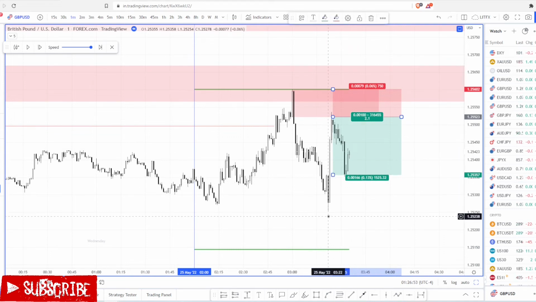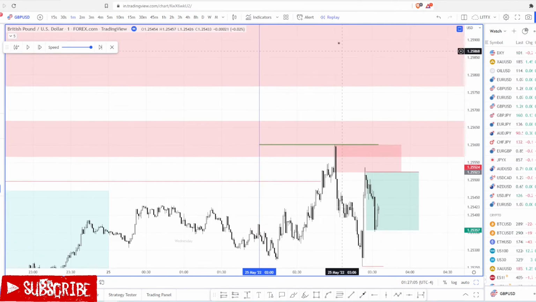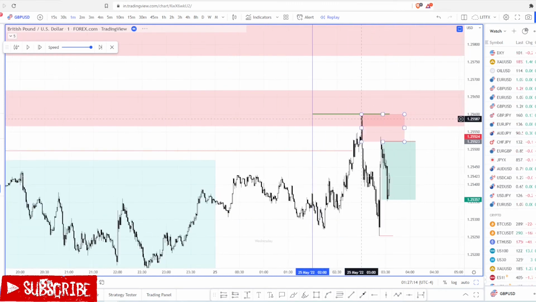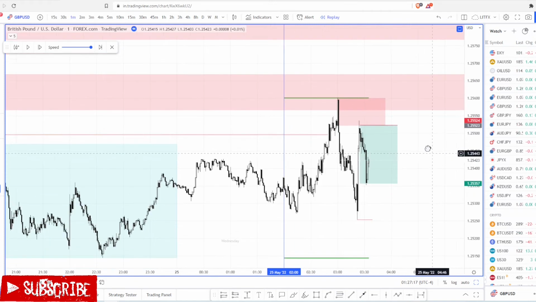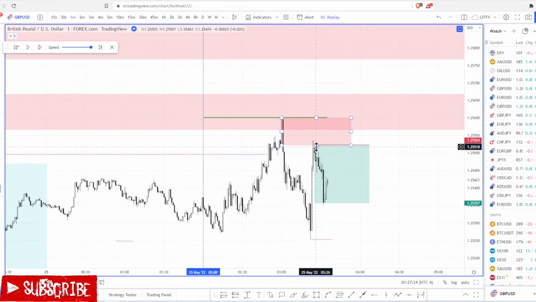I should have allowed it to break this structure here before taking it to break even, but I took it immediately to break even because I was still expecting maybe a higher point of interest here, which would have taken this as liquidity into this point of interest, or just taking this as liquidity for the early sellers to be taken out before moving downward. So at this particular point, I took it to break even.